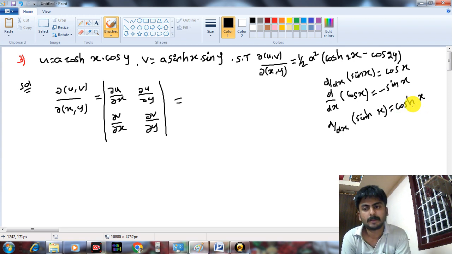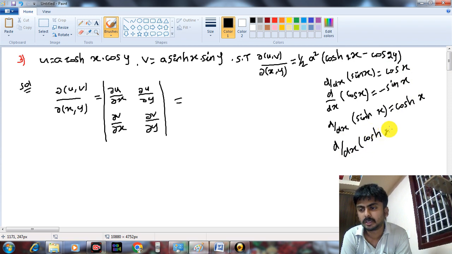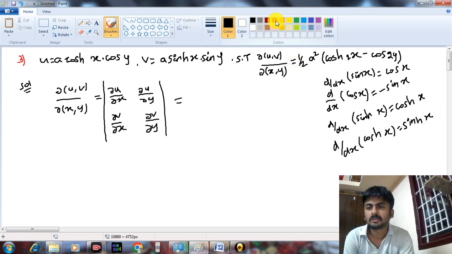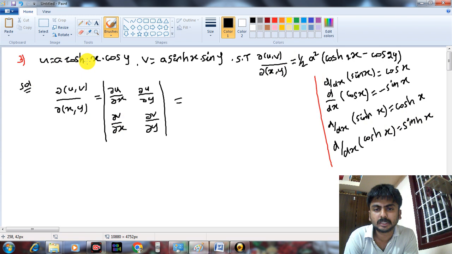Then in the same way for cosh x also, d by dx of cosh x equals sinh x. These formulas are very, very important while solving this problem. So here we have u equals a cosh x.